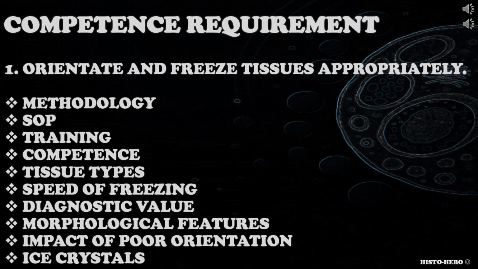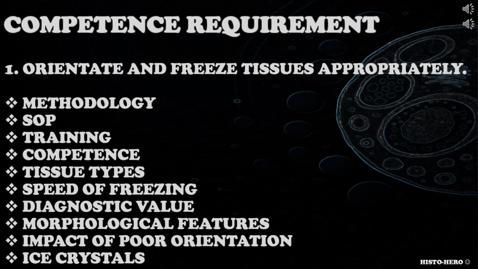Candidate should be able to orientate and freeze tissue. Does the candidate know how to orientate and freeze tissue for cryotomy? Do they know why orientation and tissue freezing is important? Do they know how to orientate various tissue types during cryotomy and why? Do they know the difference between tissue orientation for wax embedding and for cryotomy? Do they freeze the tissue rapidly to avoid crystal formation?